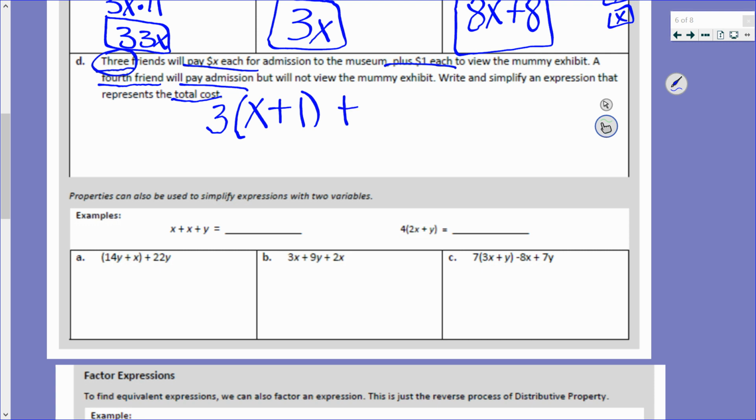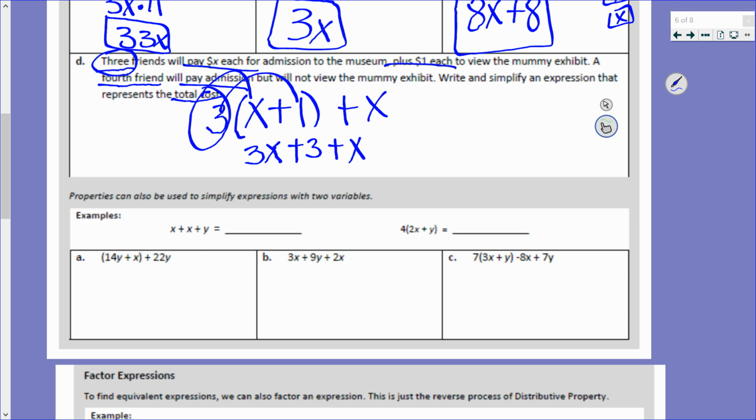Good. So now, the other day when we were talking about tripling something, 3 of combo meal 1, we took all of the contents of combo meal 1 and we multiplied it by 3. Same concept. We're going to triple the cost of admission and mummy. So 3 times x is 3x. And 3 times 1 is 3. But we still have our one friend who wants to go to the museum but doesn't want to see the mummies. So we have now 3x plus 3 plus x.